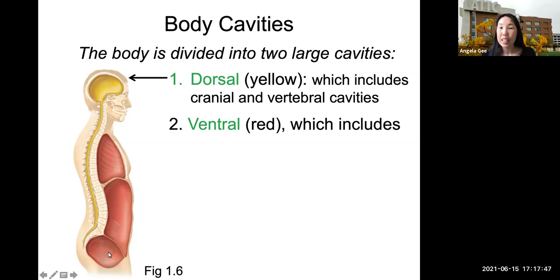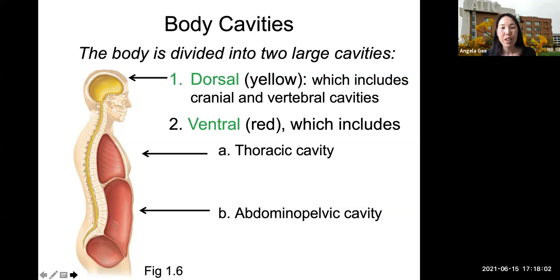Now in red, we see the ventral cavity. Ventral means anterior or in front. So you notice that the ventral cavity is in the front side of the person. The ventral cavity can also be subdivided into two major cavities, the thoracic cavity on top or superior, and the abdominal pelvic cavity on the bottom or inferior. And the diaphragm is the good dividing landmark between the thoracic cavity above and the abdominal pelvic cavity below.